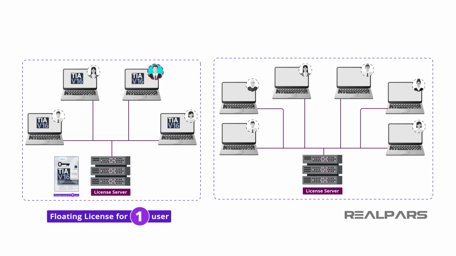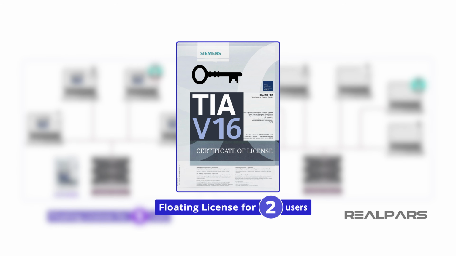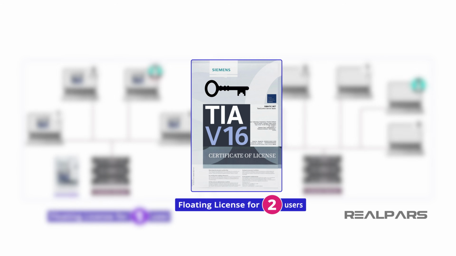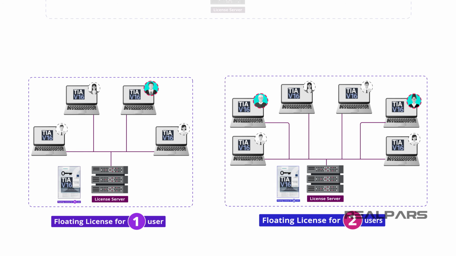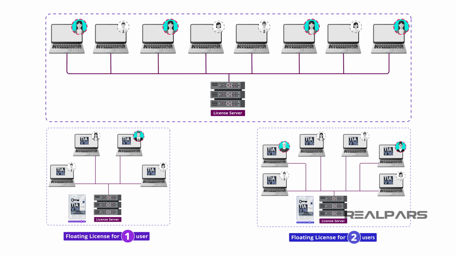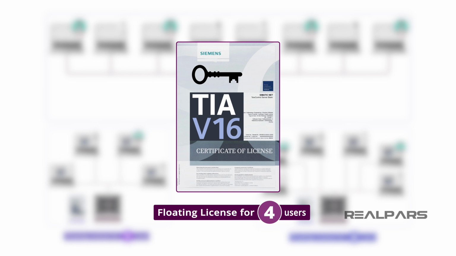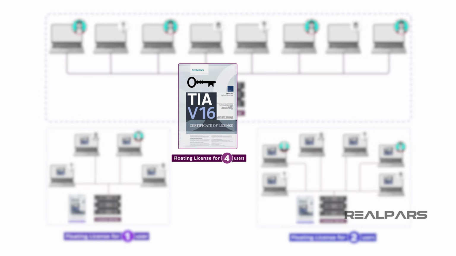If you want the software to be used by two users at the same time, you need to buy a floating license for two users. In this case, a colleague can also use the software even if you are using it. Why? Because this is a floating license for two users. If you want more users to be able to access that software at the same time, you just need to buy a floating license for more users.